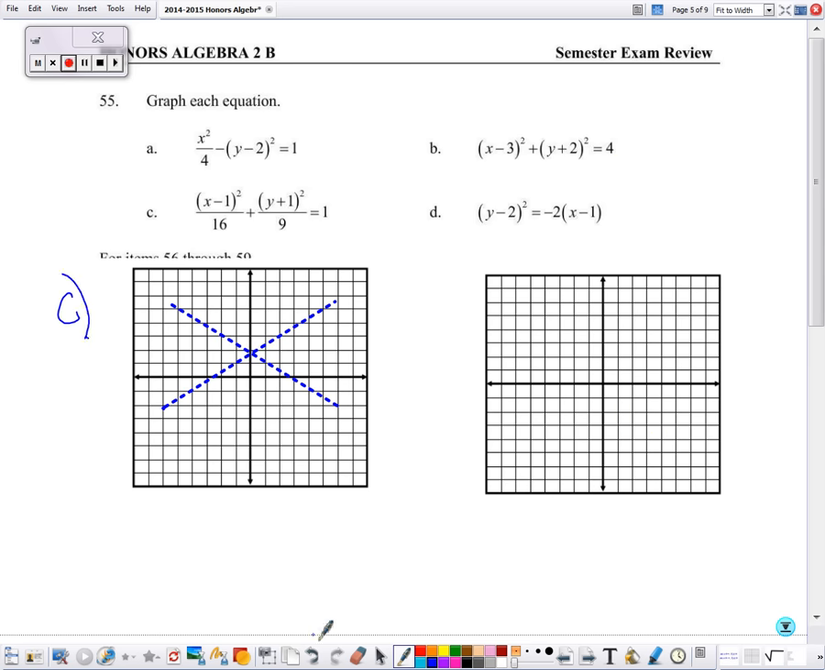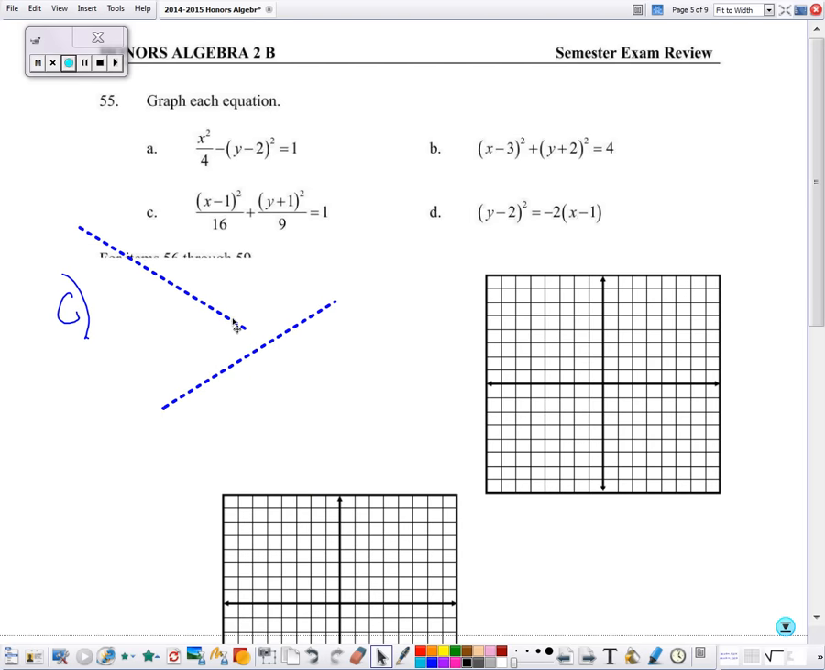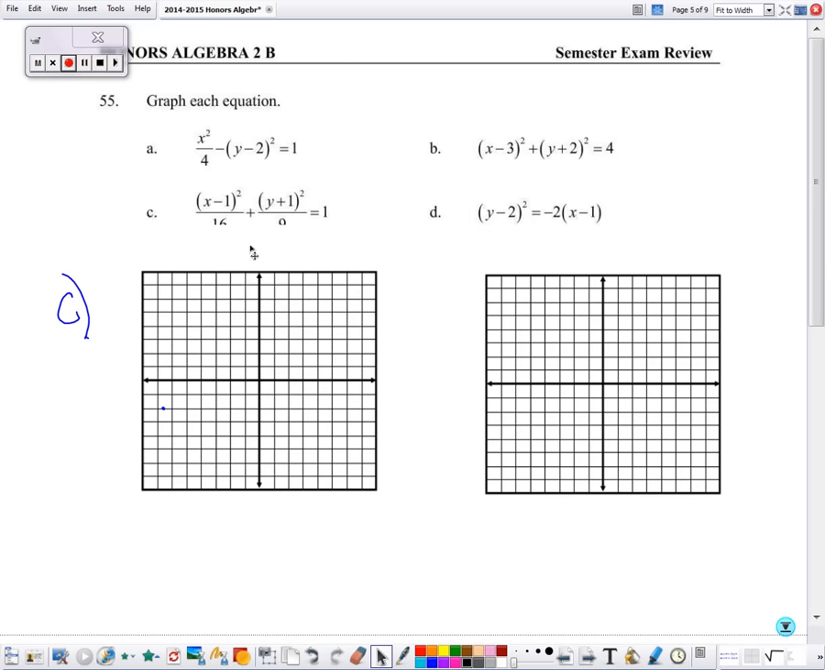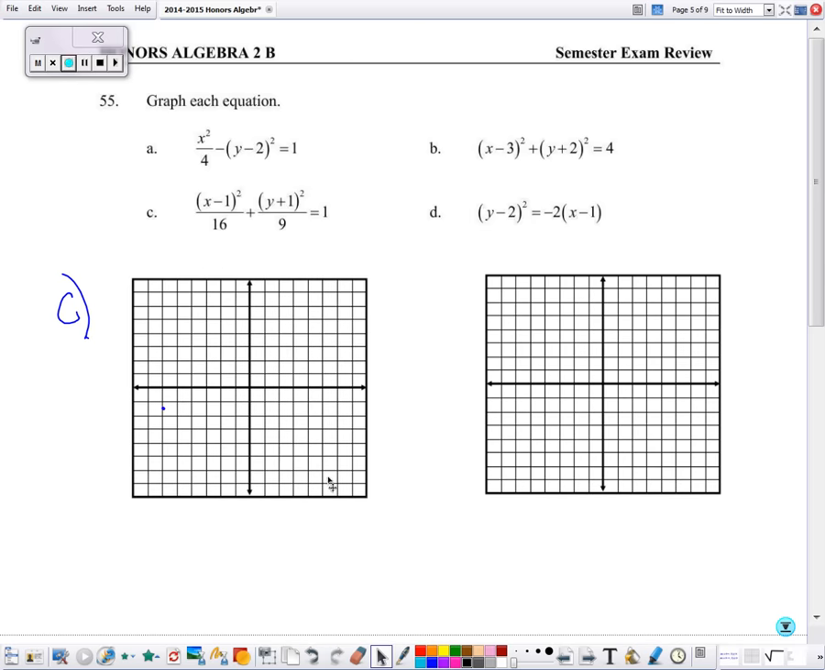Okay, so now for C, to get rid of these. For C, we have an ellipse, since the problem has a plus sign in the middle, and the center of the ellipse is at 1, -1. We're going to go 4 in the x direction, 3 in the y. And now connect our co-vertices to a vertex we have in our ellipse.